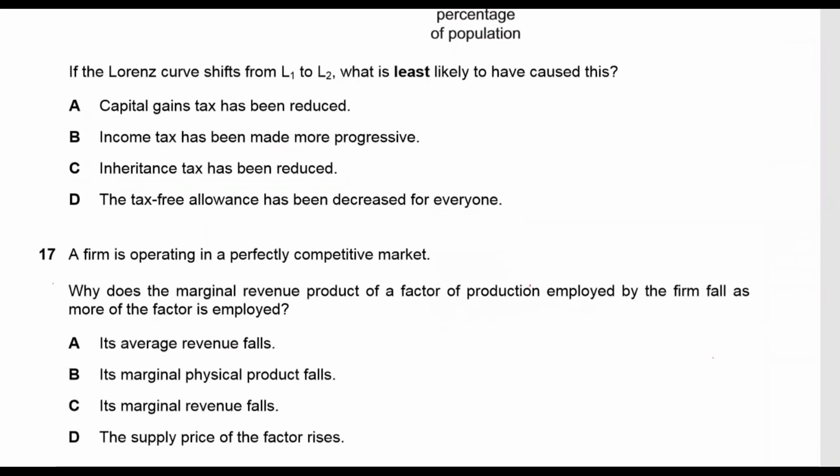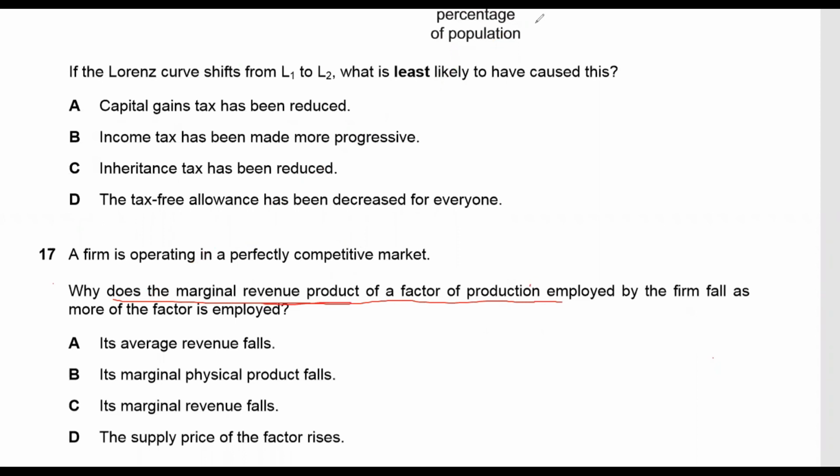In question number 17, the examiner says a firm is operating in a perfectly competitive market. A perfectly competitive market is the market where there are a large number of sellers, prices are the same, and entry and exit are free. So in this scenario, price is equal to average revenue is equal to marginal revenue, because price remains constant and everyone charges the same price. So price, average revenue, and marginal revenue, all three variables are equal.